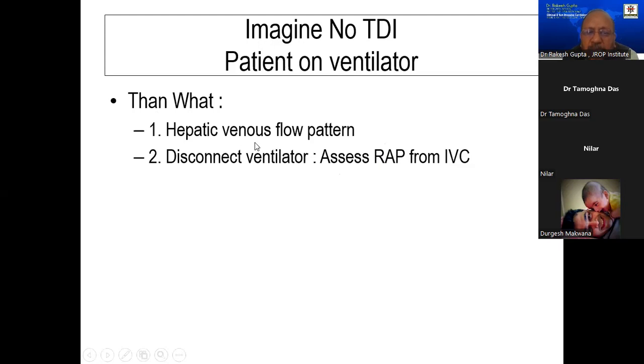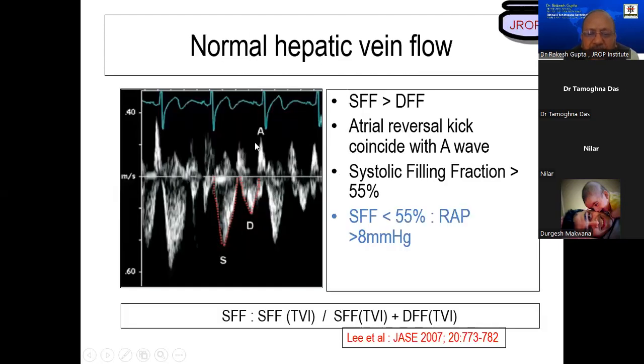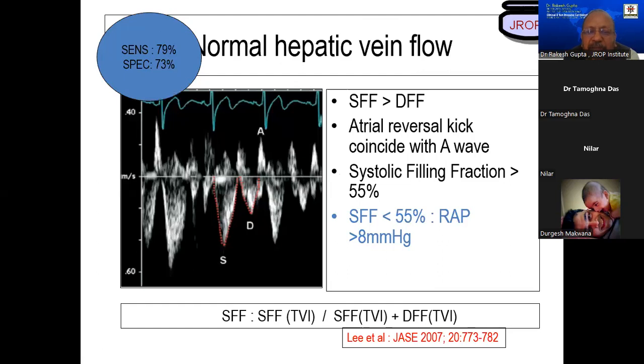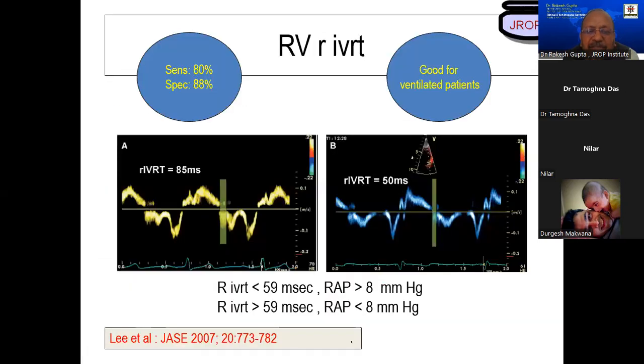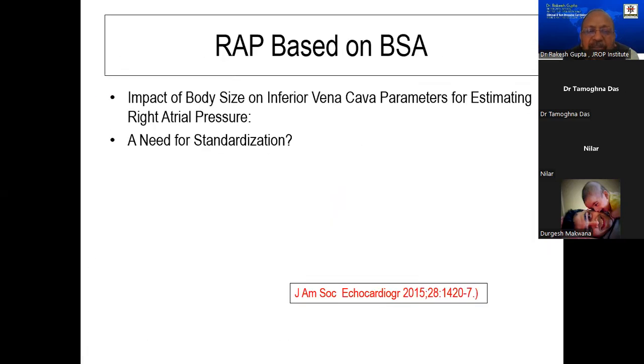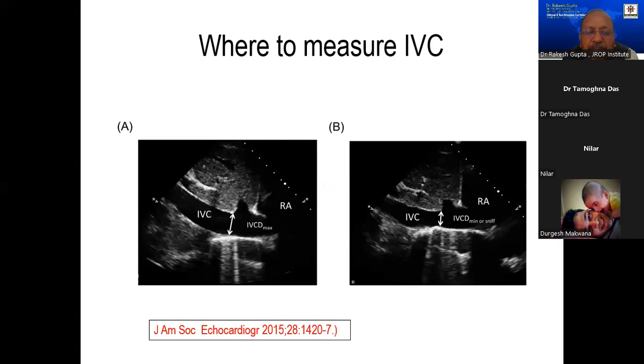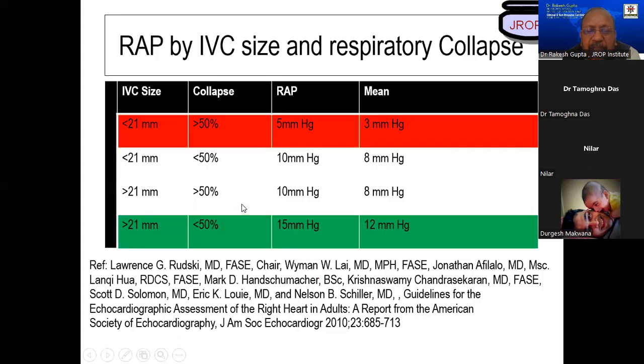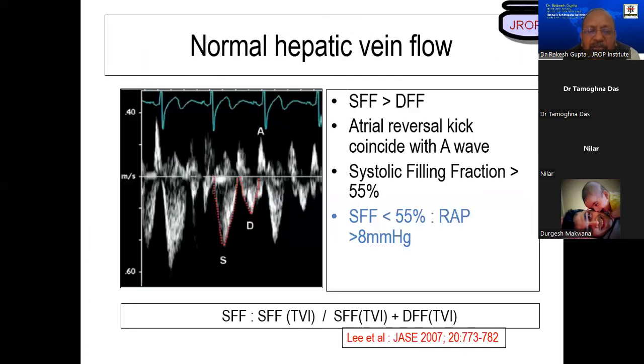On the other hand, you can go to the hepatic venous flow pattern, and based on this venous flow pattern we can look at what my RA pressures are. How do we look at the hepatic venous flow pattern? We put a pulse wave sample volume into the hepatic veins. You'll find all the blood coming from the hepatic vein to the IVC during systole and diastole would be seen over here.